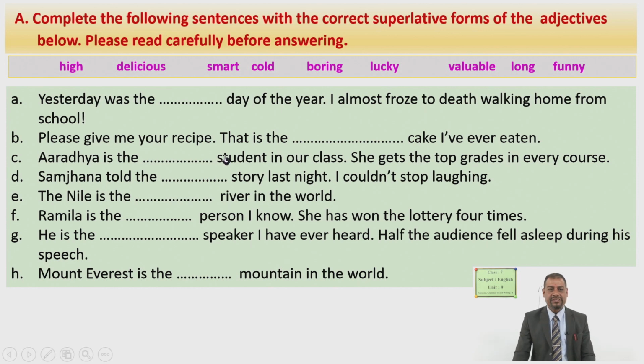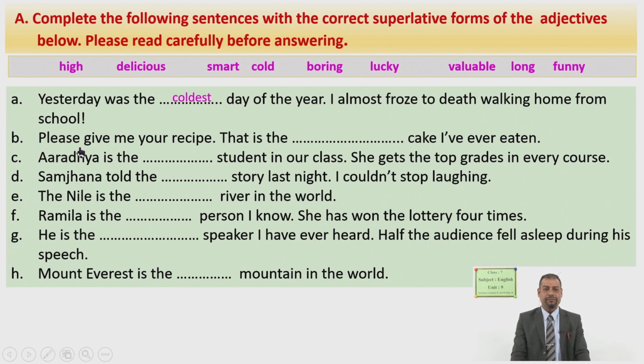So, can you tell me the right answer? Right superlative form of the adjective here in the first blank. Yesterday was the, what is it? Okay, the coldest day of the year. I almost froze, very much cold. The coldest day, okay? I almost froze to death walking home from school, okay?